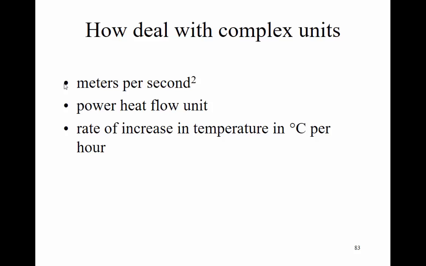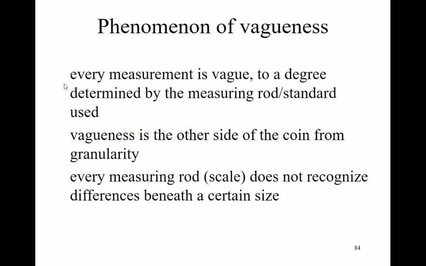I have not done the necessary work to deal with this. I've done something in regard to acceleration, and also velocity, but not yet enough. All right, then we have the phenomenon of vagueness. We've talked a little bit about that. So every measuring rod has a lower level of precision. There are always things which are more precise, which it does not measure.